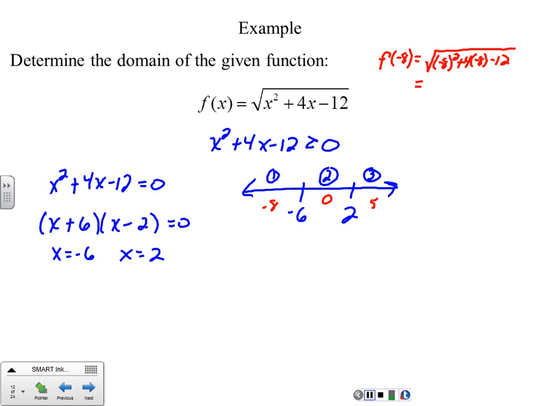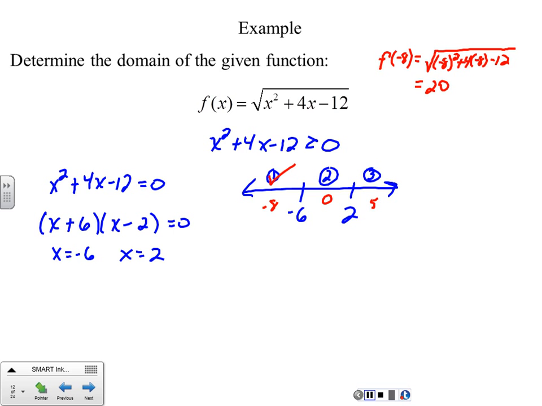Louder. Which is what? Help me. 20? So that's a positive number. Is that good? Yes. Then every single number in that segment is good.